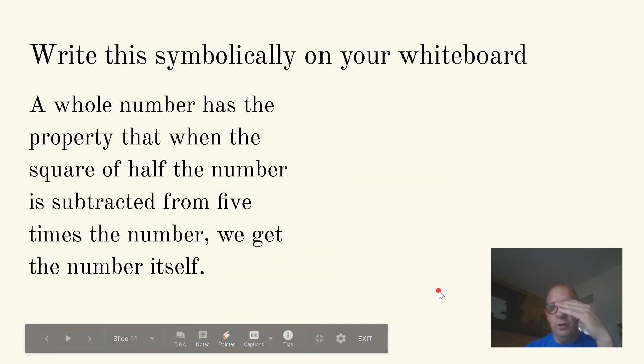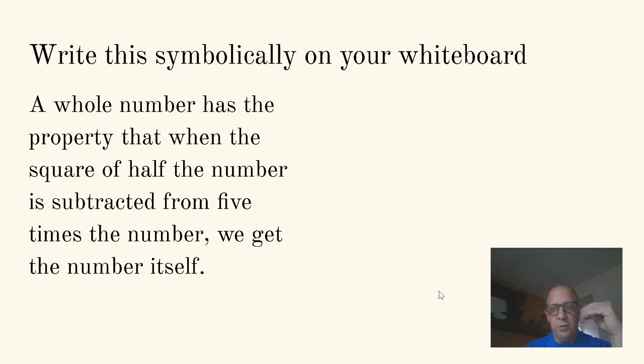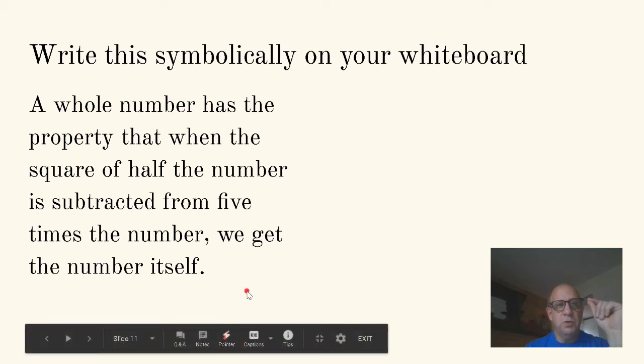Try this one. Pause the video for a second. Try this one real quick. All right, you paused, coming back. A whole number has a property that when the square of half the number is subtracted from 5 times the number, we get the number itself.